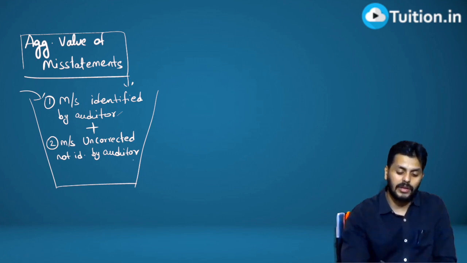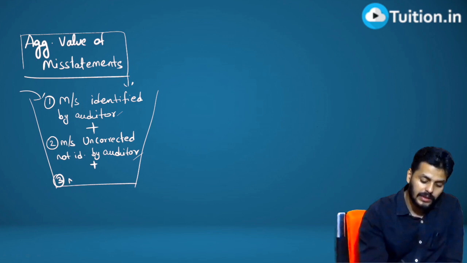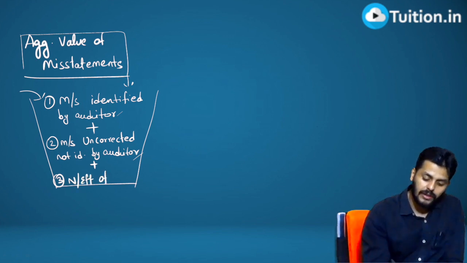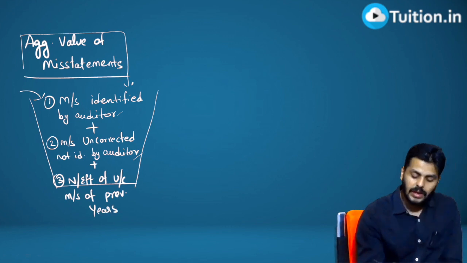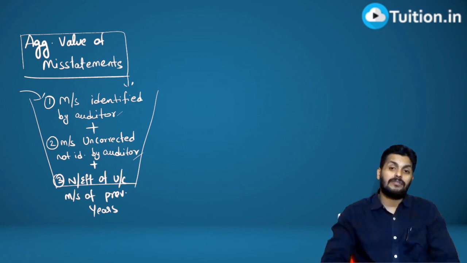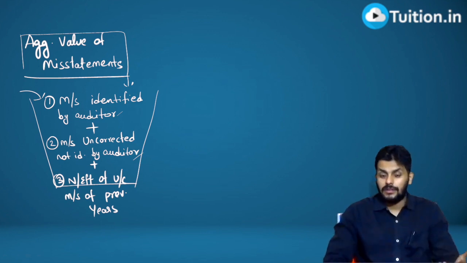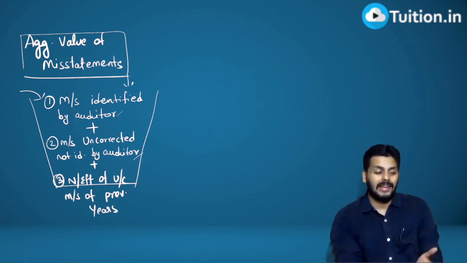Misstatements identified by the auditor, uncorrected and not identified by the auditor, plus the third one is nothing but the net effect of uncorrected misstatements of prior years. If there are any uncorrected misstatements of previous years that haven't been rectified yet, those are also taken into consideration. Got it, guys? It's a very important concept called aggregate value of misstatements.